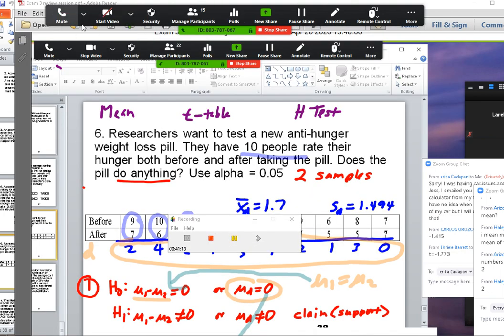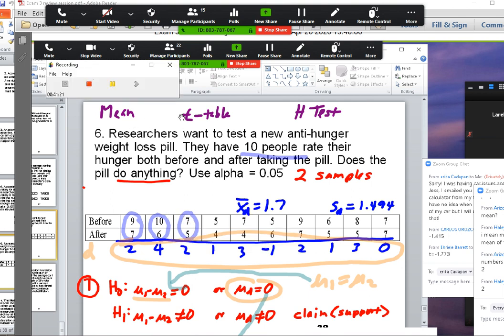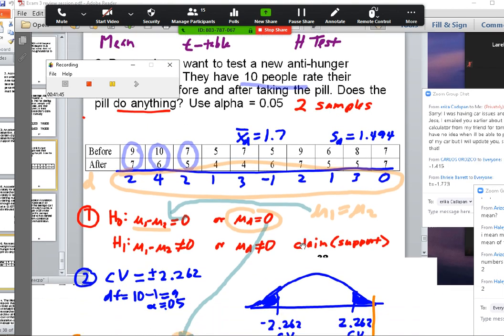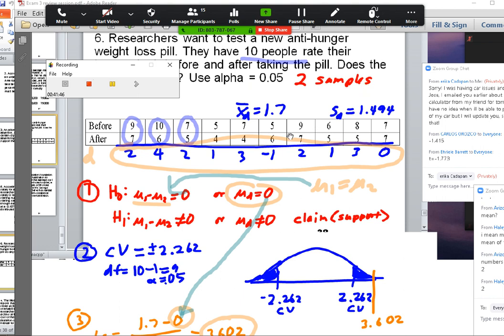Okay, let's go ahead and take a look. So again, we know it's a mean, so we're going to use a t-table hypothesis test. And it's two samples that are dependent. So we subtracted them, got these numbers here, ran a one sample, put them into your list, found your x bar of these Ds, and you got 1.7. You found your s of these Ds, and you got 1.494 or 1.49. Either one's fine, doesn't matter. At least 3 sig figs, at least.